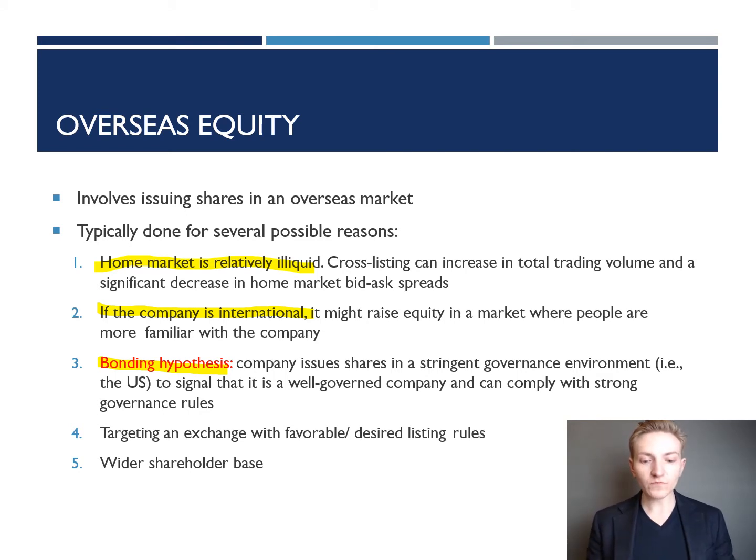Now, there might be also the idea of targeting an exchange with more favorable or more desired listing rules. That's sometimes been asserted also with the United States. So the United States has, for example, what are called dual-class share structures. A dual-class share structure enables you to issue some shares that have more voting rights than other shares, which enables the founder to retain voting control over the company and therefore maintain ultimate control over how the company is going to be run.